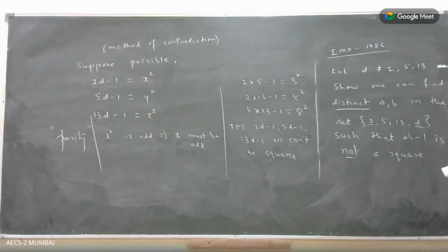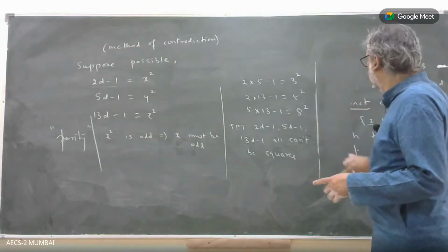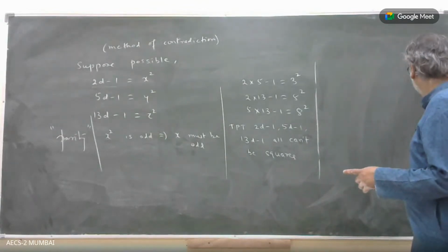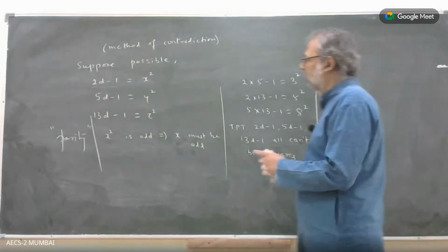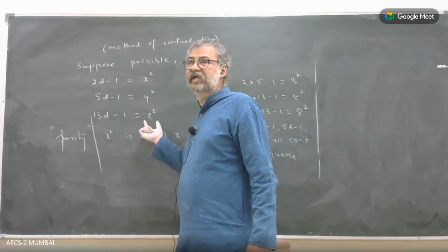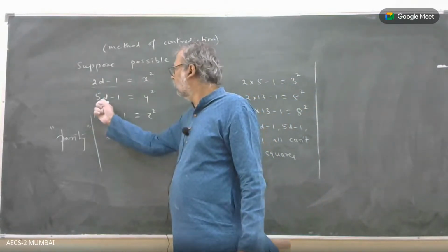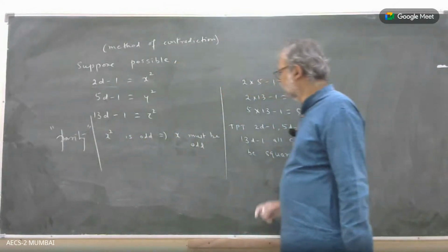What else can we say? I can say x should be odd. What about y and z? Can we say something? If I know the parity of d, then I know what y and z are. So I should know something about d.